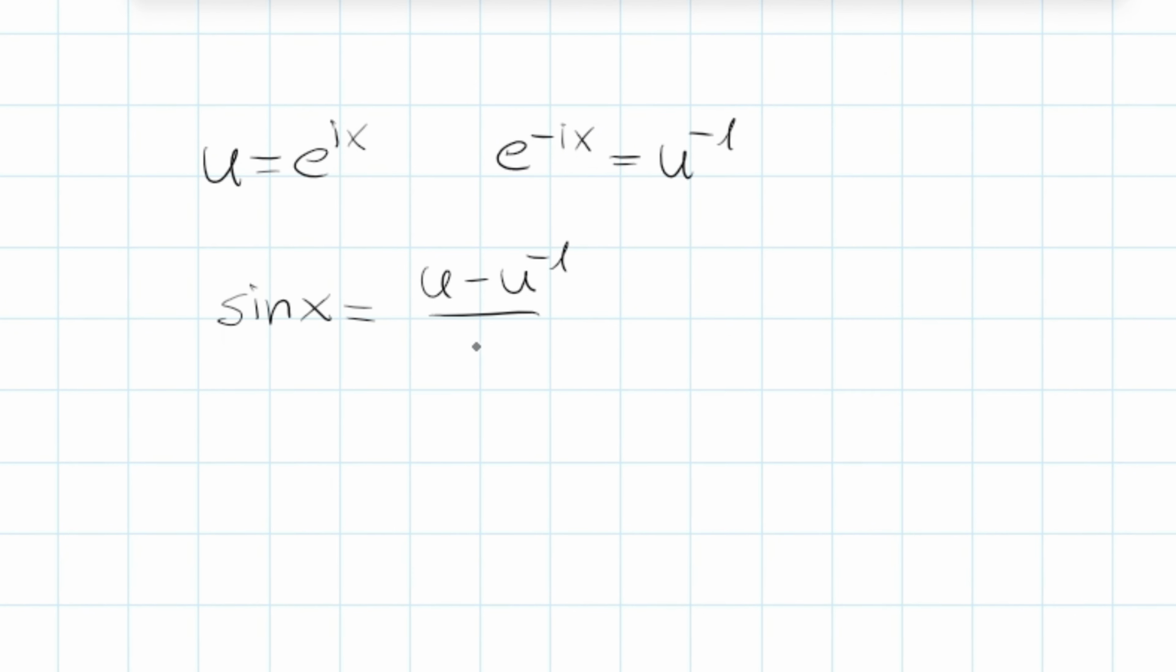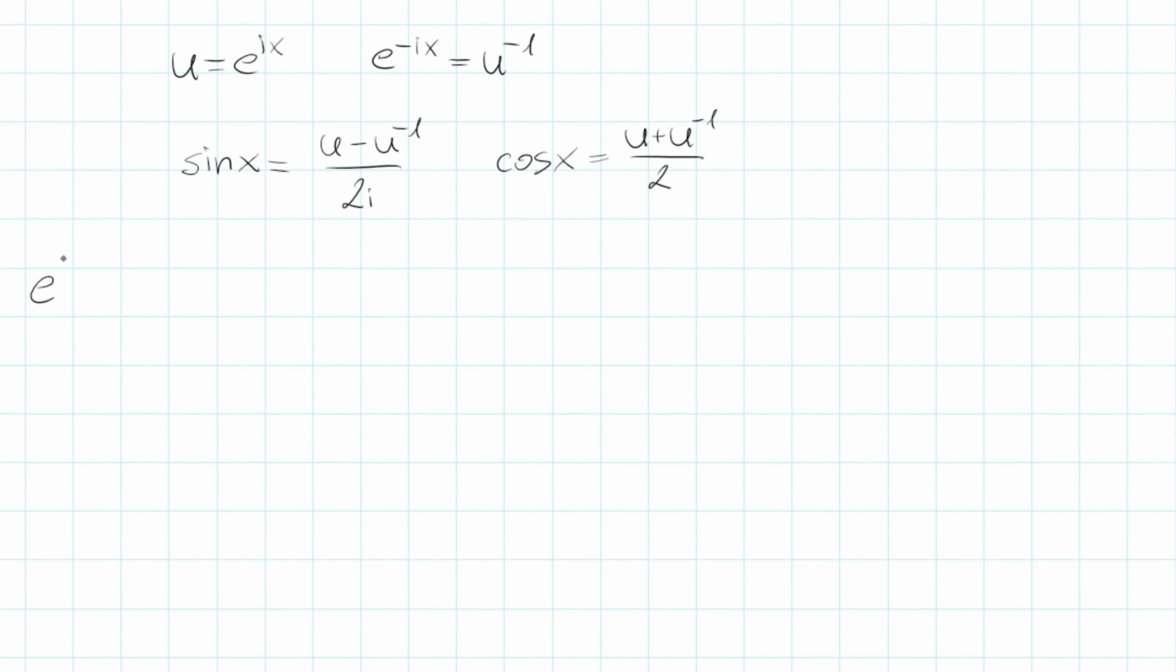Now, let's substitute u for e to ix. e to minus ix becomes u to minus 1. Rewrite the formulas for sine and cosine. We are now ready to derive our first trigonometric identity. We will go with a classic, sine of 2x.